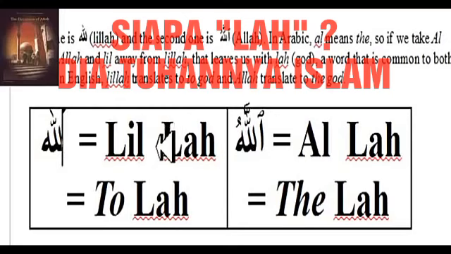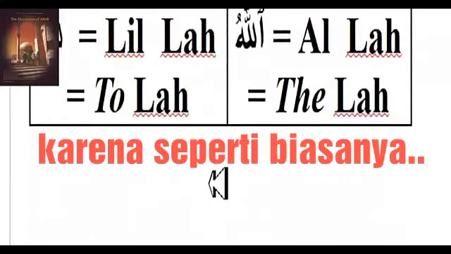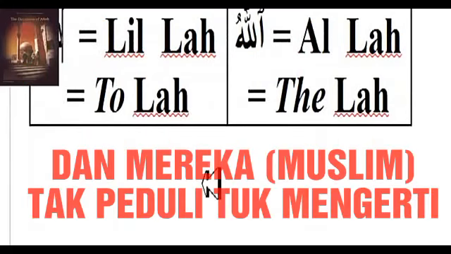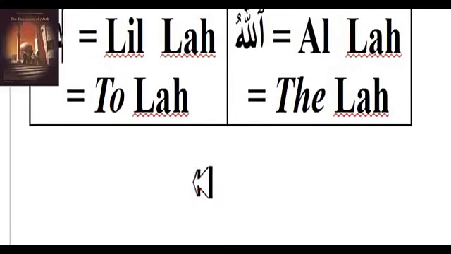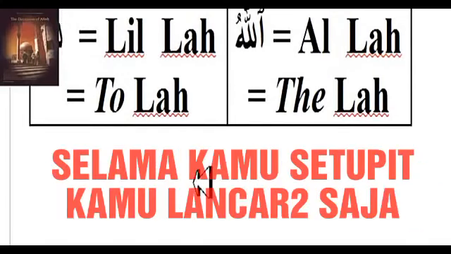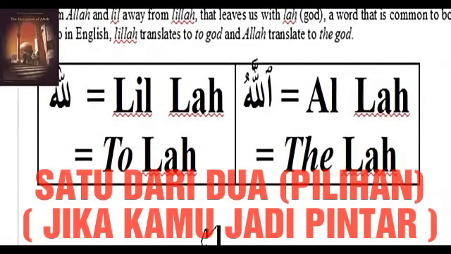And by the way, even Muslims do not know that this is in their book, because Muslims, as usual, are people who recite but they don't understand, and they don't care about understanding. You know, the most important thing in Islam is just to be dumb and stupid. As long as you are dumb and stupid, you are good to go. The second you start being smart, Islam will reject you. Like one of two things: either Islam will reject you or you will reject Islam.